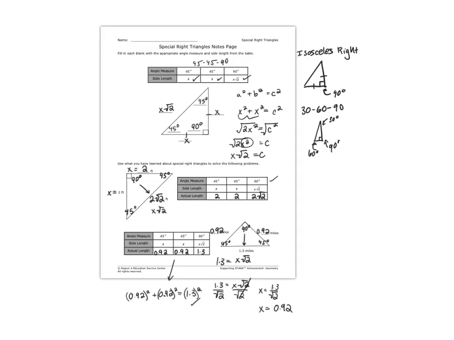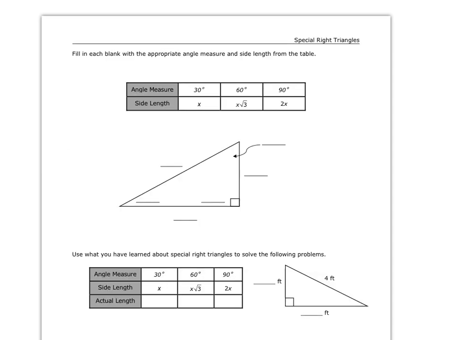So now let's look at 30, 60, 90 triangles. So here I've got a 30, 60, 90 degree triangle. My 90 degree angle has this little box here. And once again, that's opposite of the hypotenuse. My 60 degree angle is a little bit bigger than my 30 degree angle.